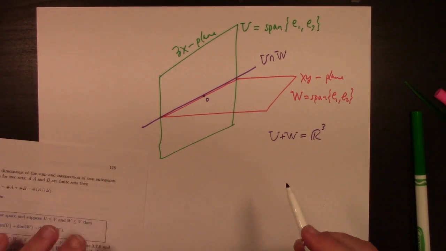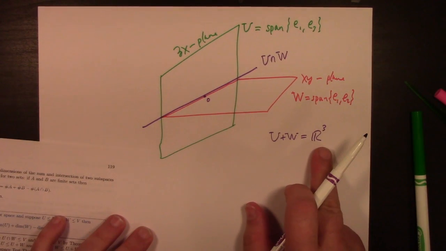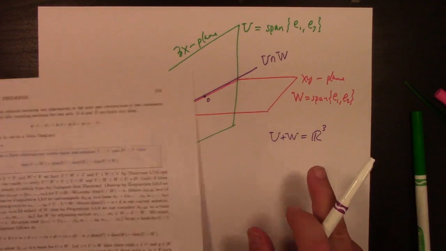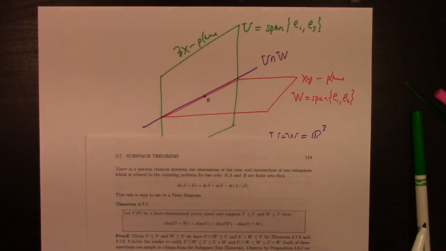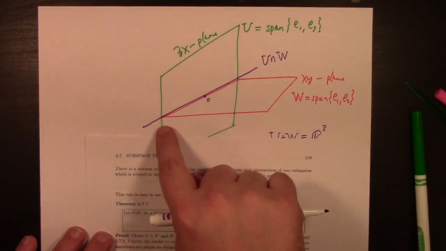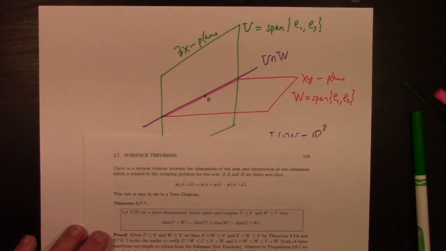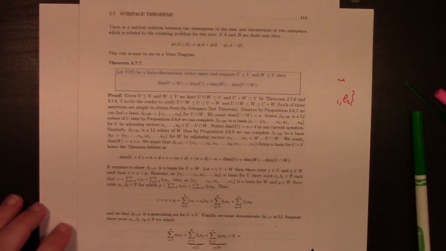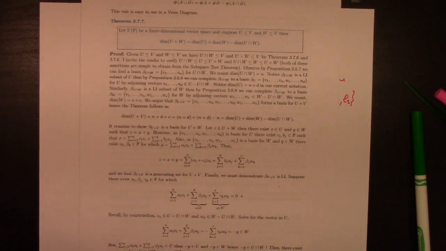And this is an example, right? The dimension of the sum is 3, and as you can see, 3 is equal to 2 plus 2 minus the dimension of the intersection, which is 1. So here's an example of this theorem. But anyway, the proof is a lot of fun.